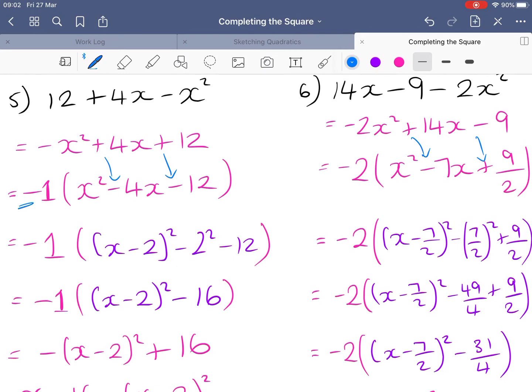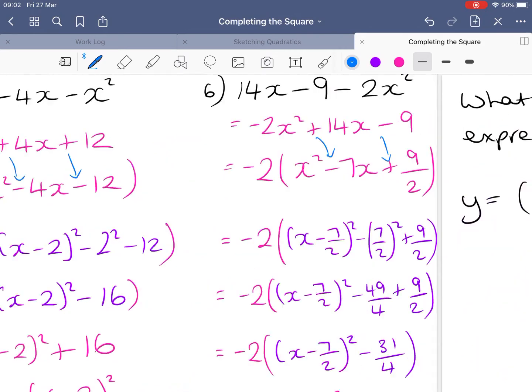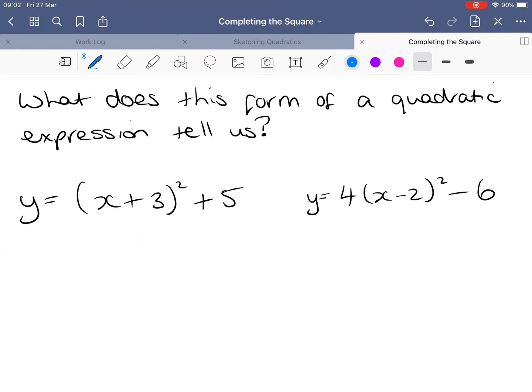Okay, so why do we use the completed square version? What does it tell us that the other form does not? Because as we've said, the x squared plus x plus the constant on the end tells us the y-intercept. The factorised version tells us the x-intercept. So what exactly does this one tell us? And actually this one tells us a very, very useful thing.